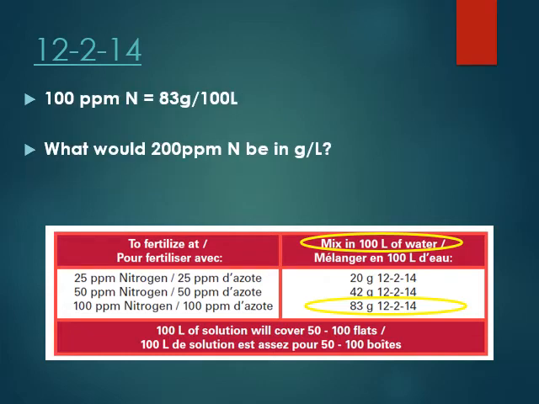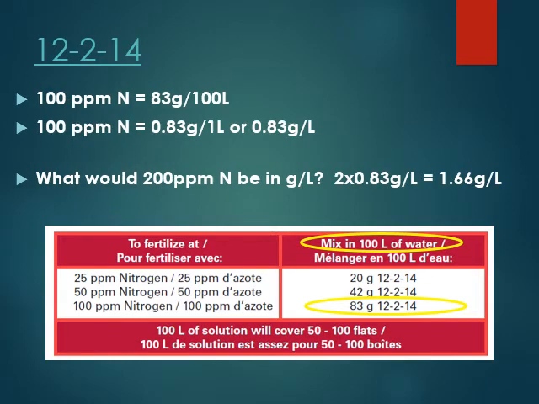From that chart, we can see 100 ppm nitrogen is equal to 83 grams in 100 liters. So I might ask, what would 200 ppm nitrogen look like? Pretty straightforward. We're going to take that 83 grams and double it. But instead of 100 liters, we're going down to 1 liter. So for 100 ppm, we've got 83 grams in 100 liters. Going from 100 to 1 is 2 decimal places, so 1, 2. That's 0.83 grams per liter for 100 ppm nitrogen.